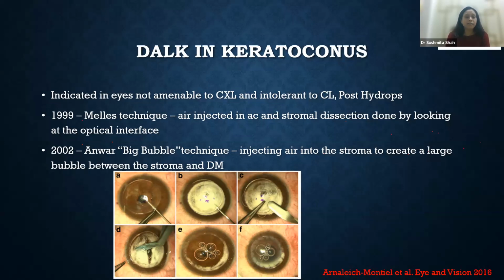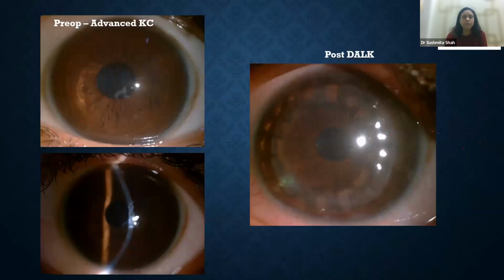However, this technique has been largely replaced by the big bubble technique, which was proposed by Anwar in 2002, wherein we inject air into the stroma to create a large bubble between the stroma and the Descemet's membrane, as is shown in the photograph below. And then the superficial stroma is excised after replacing the air with viscoelastic, and then the donor tissue from which the endothelium Descemet complex is removed is sutured. I'll not show the video in the interest of time.